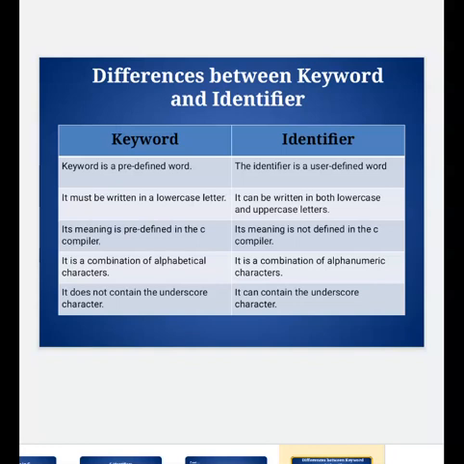So in this video, we have seen the structure of a C program, what a constant is and its different types, and the difference between a keyword and an identifier. In the next video, we'll see the data types and variables used in the C program.